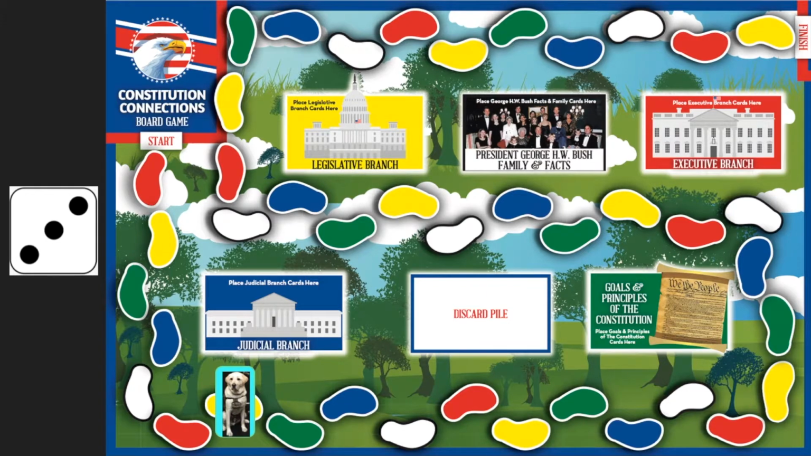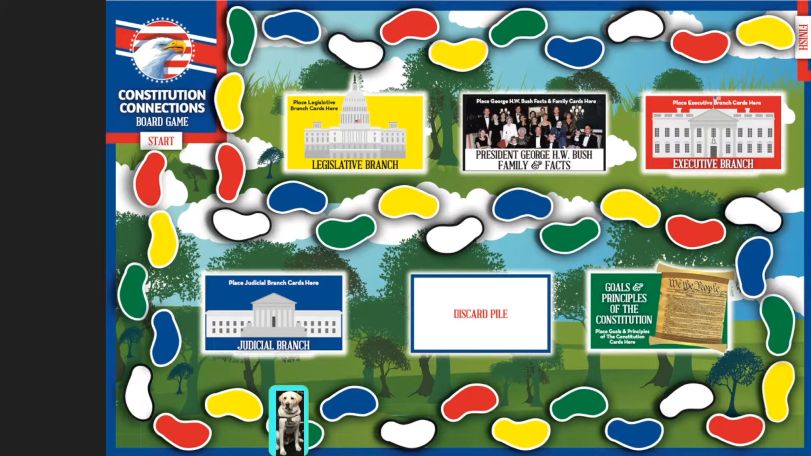3. Okay, let's get that dice out of our way. Bye-bye, dice. 1, 2, 3. So we are on the white footstep. So that puts us with President George H.W. Bush, family and facts. Let's ready your minds. Deep breath in. Deep breath out. Let's draw that card. We got this.